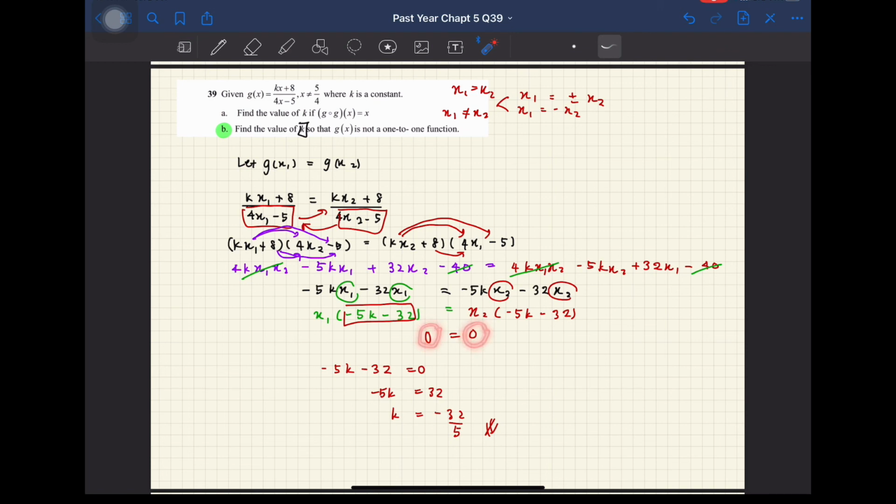Okay, so this is kiranya dia jadi hilang lah. So bila awak try masukkan negative 32/5 into your function, okay, so bila awak try buat yang ni, dia akan jadi 0 over 0. So dia bukan x1 equal to x2. Jadi 0 equal to 0.